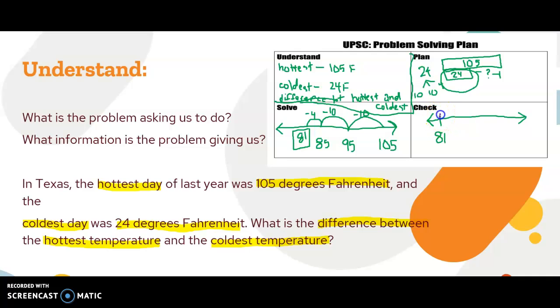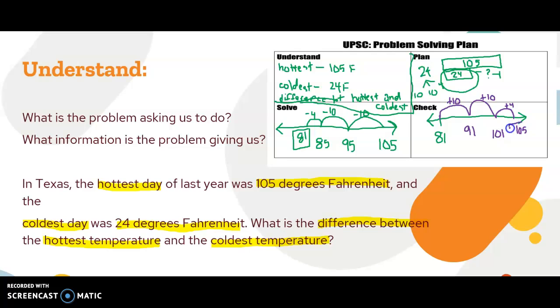So I'm going to start by adding 10. So if I add 10 to 81, that will give me 91. If I add 10 to 91, that will give me 101. And if I add 4 to 101, I will have 105.